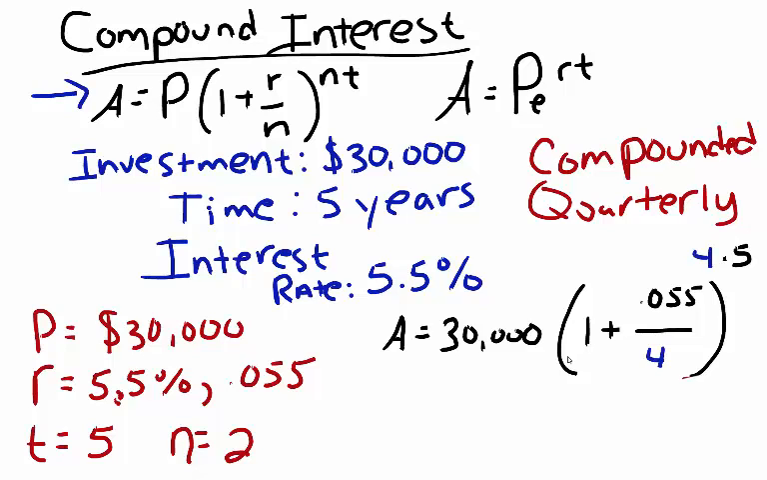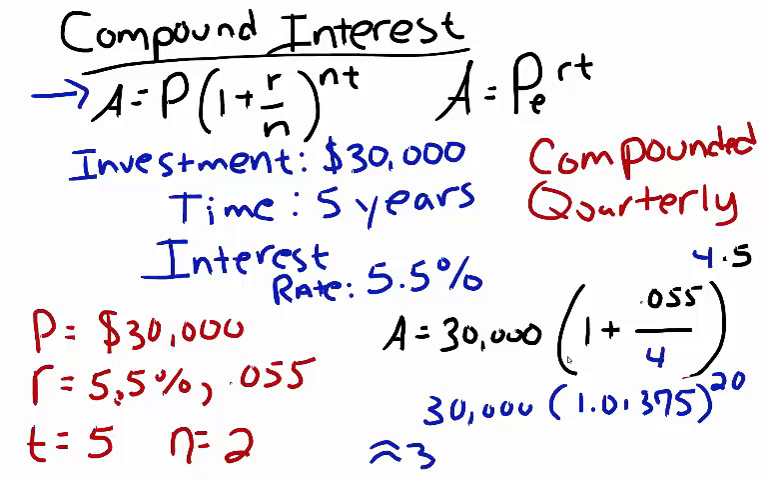We'll repeat the process just as we did before, simplifying inside the parentheses first to obtain 1.01375. That will be raised to the power of 4 times 5, which is 20, and multiplied by 30,000. Our result in this case will be $39,422.